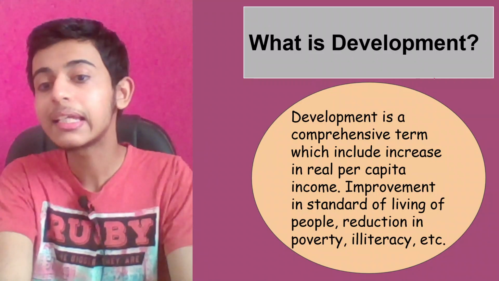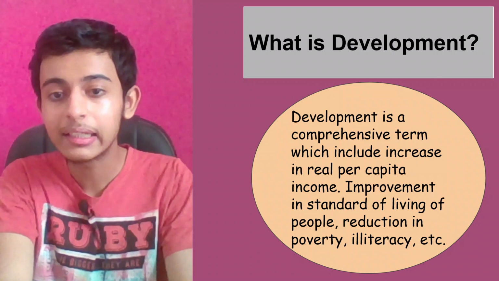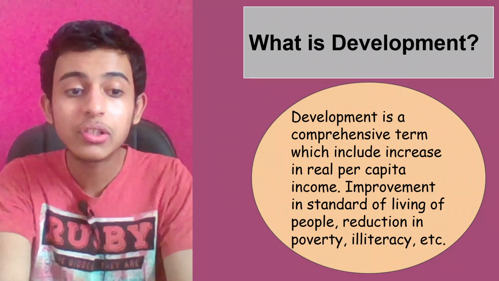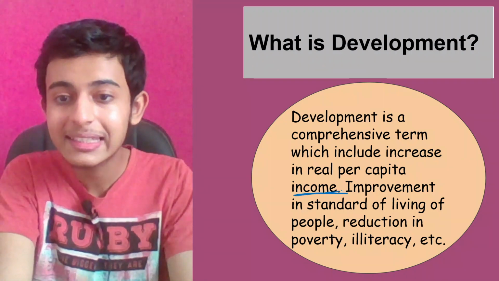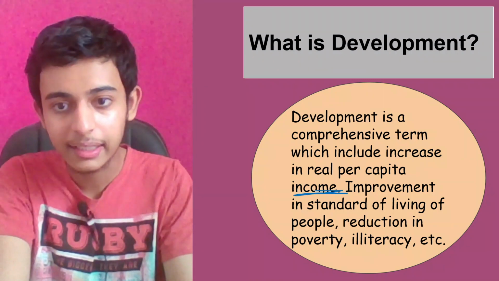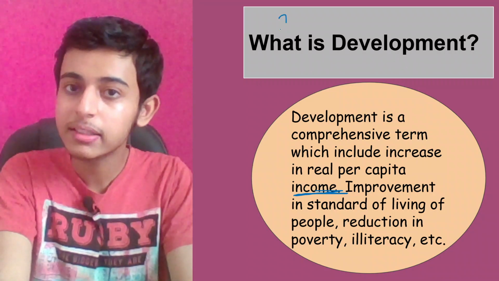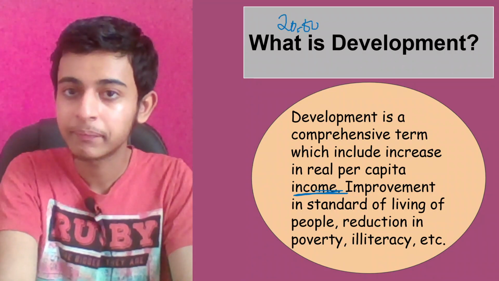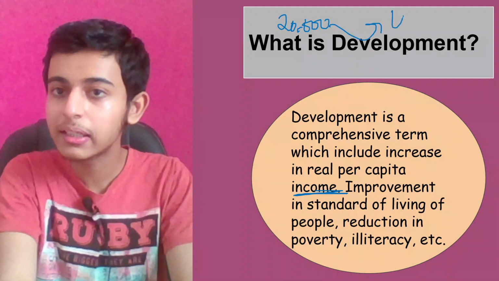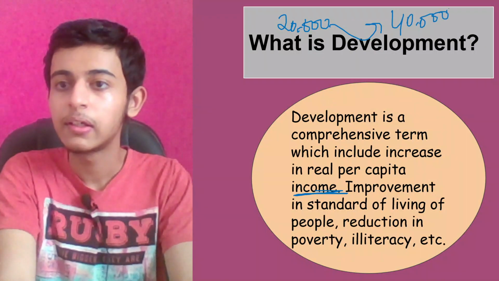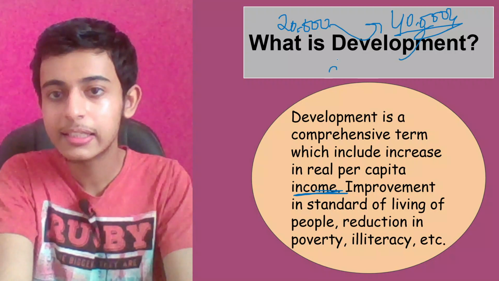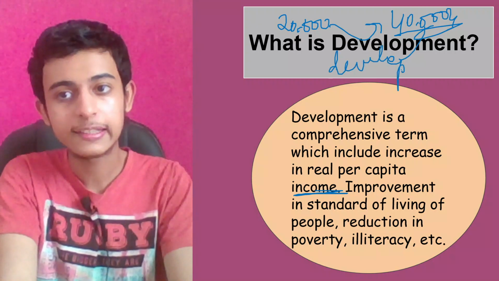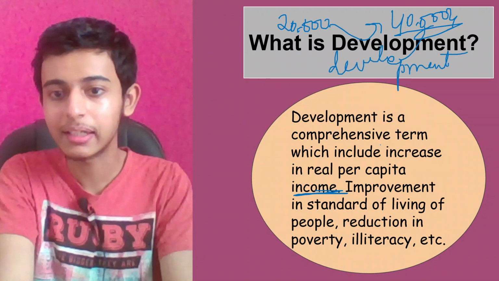So what is it? Increase in the real per capita income. So that is the average income of the people, right? When the income of the people gets increased in a particular country, let's say if your father is earning 20,000 rupees, okay, initially, now his income is 40,000. So since the per capita income has been increased, can you say this is development? I can say definitely it is development.